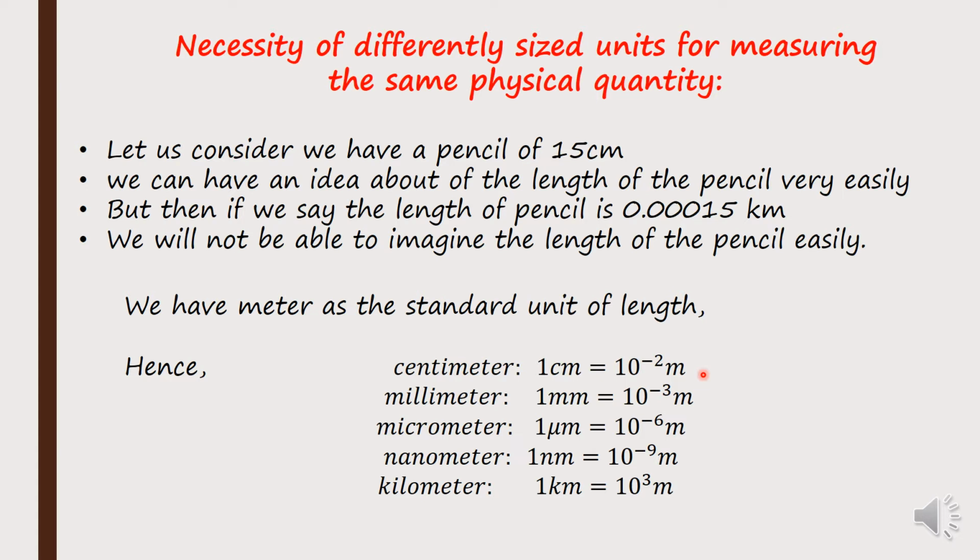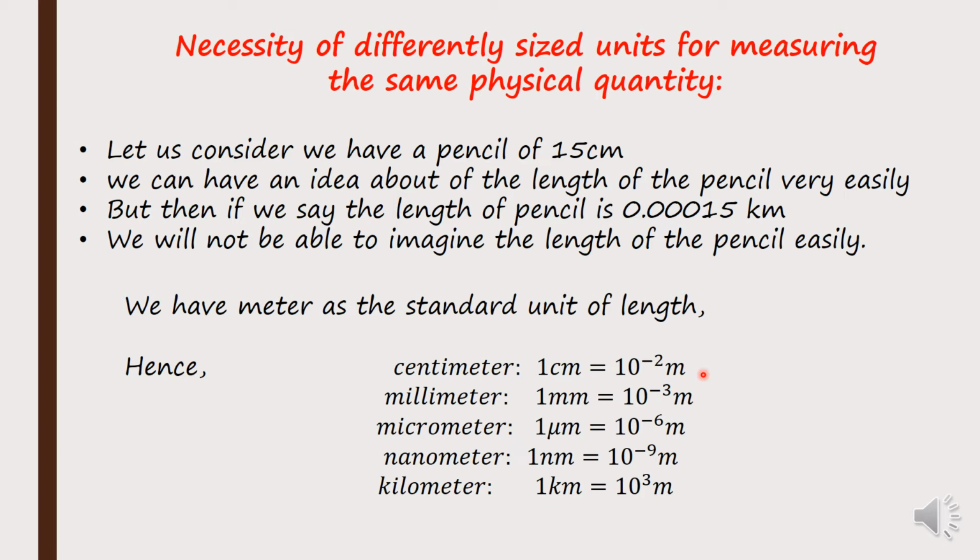The next thing is about millimeter. So 1 millimeter is equal to 10 to the power of minus 3 meters. What does this mean? This means that you have 1 meter in front of you, and then you divide that 1 meter into 1,000 parts. When you divide it into 1,000 parts, that one part will be equal to 1 millimeter. All right, so this is how we keep on going.